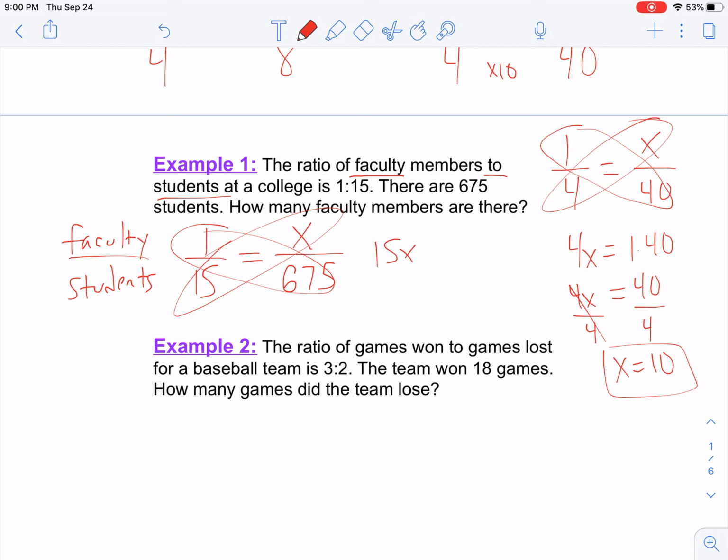So 15x equals 675. Divide by 15, divide by 15. That's going to be 45, I believe. Just did that in my head. So that would be 45. Then you put a label on there, faculty. Okay, 45 faculty members.